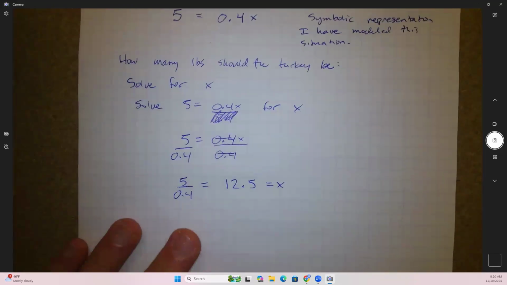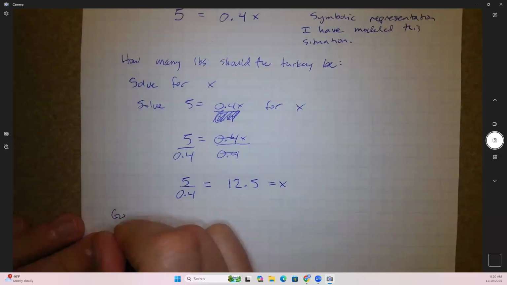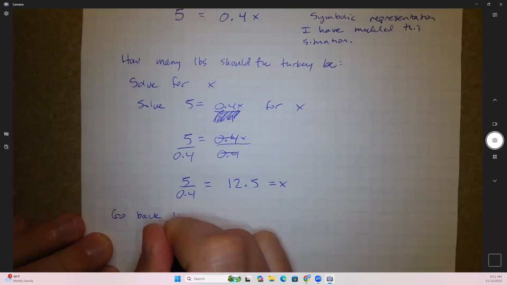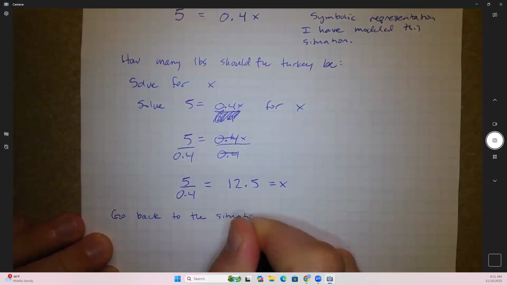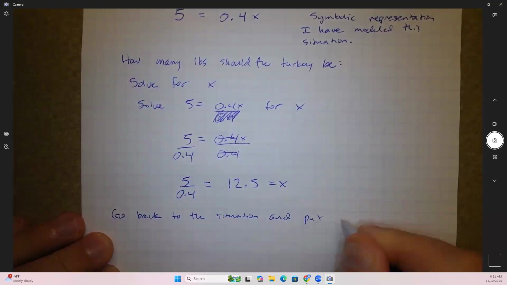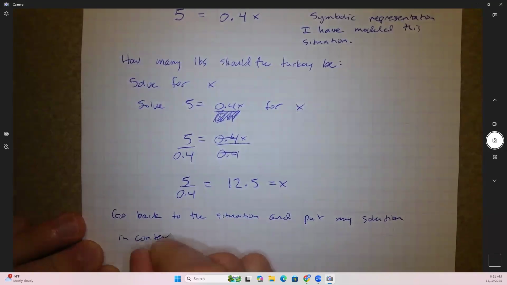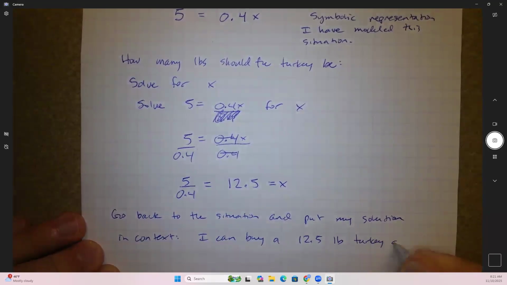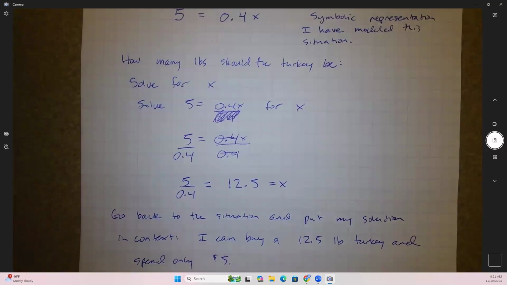So X is 12.5. But now I want to go back to the situation and put my solution in context. I can buy a 12.5 pound turkey and spend only $5. And I can guarantee you next time I teach this class, I'm gonna think harder about what the price per pound should be, because that would be nice, but I don't think that's how that works.